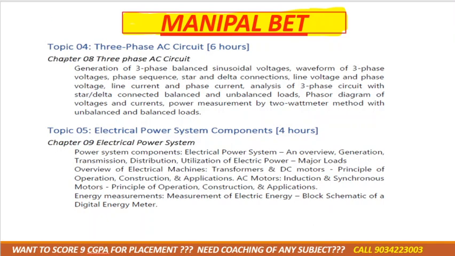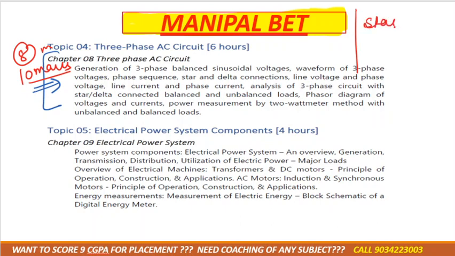Now the next one, this is a very scoring part, as I already told you. This chapter 8 alone generally consists of 10 marks, maybe sometimes they'll give 8 marks. And in this there are three fixed topics. One is star connection, one is delta connection, and another one is power measurement by the 2 wattmeter method. From these three topics, I can guarantee you 100% two topics will come.